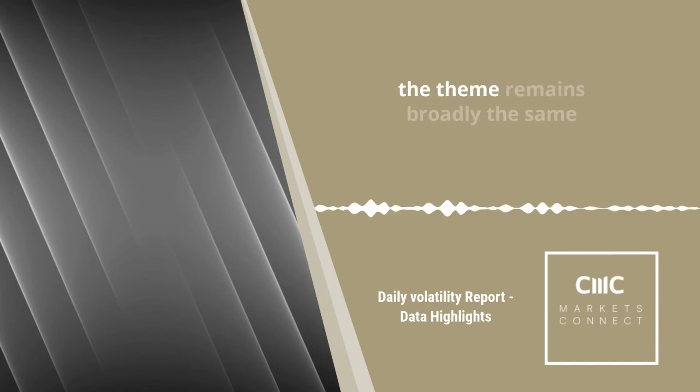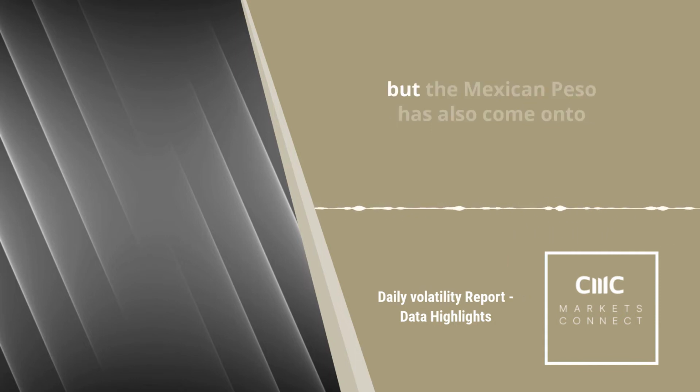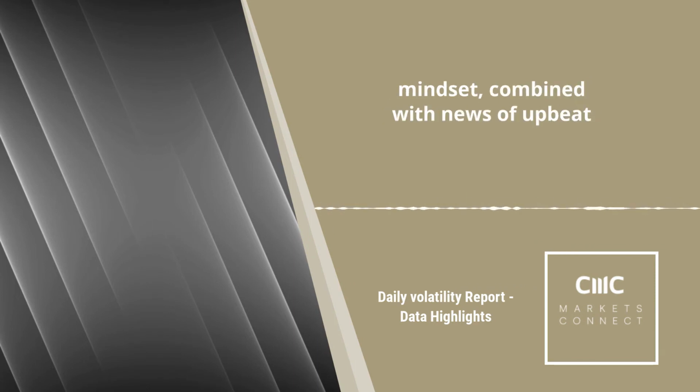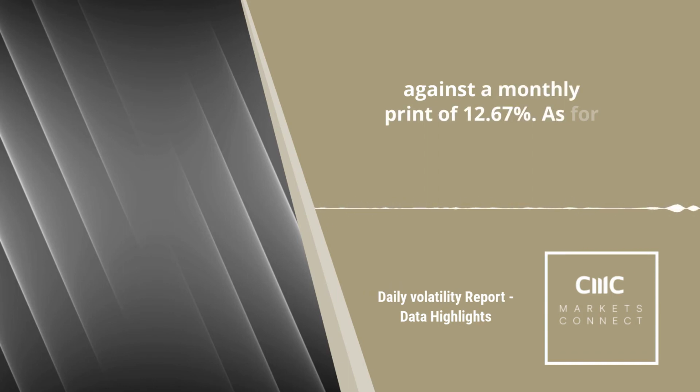In fiat currencies, the theme remains broadly the same, with dollar-ruble once again showing daily vol in excess of 800%, but the Mexican peso has also come onto our radar. Yesterday's shift to a more risk-on mindset, combined with news of upbeat inflation from the country, strengthened calls for rate hikes and lifted the peso as a result, pushing one-day vol to 18.16% against a monthly print of 12.67%.